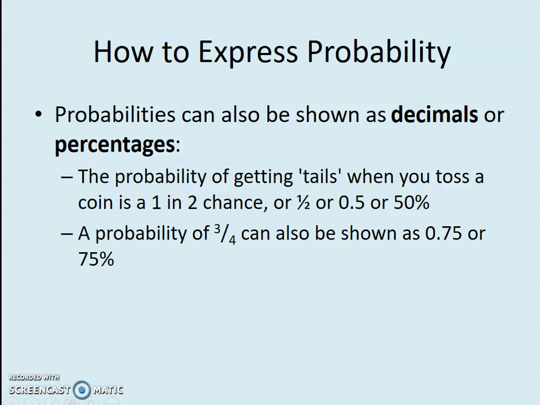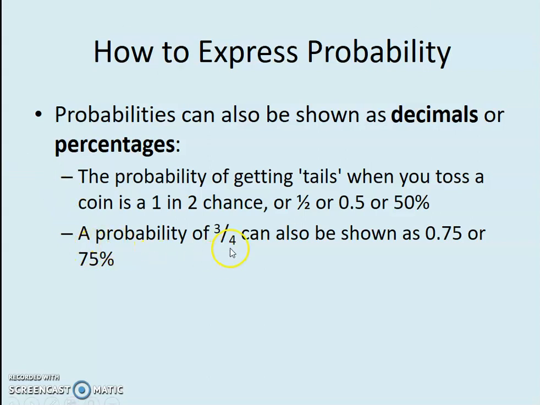Probability can also be shown as a decimal or a percentage. If we say that probability of getting a tail when we toss a coin is 1 out of 2 chance, you can represent it as 1 by 2 as a fraction. 1 by 2 is equal to 0.5. So you can represent it as 0.5, or 0.5 is the same as 50%. So you can represent it as 50%.